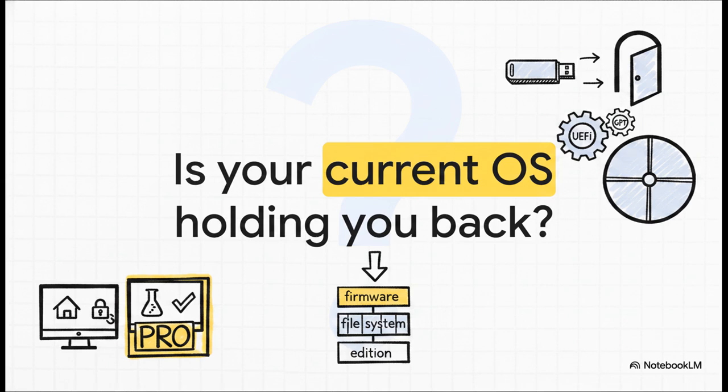You now know exactly how the architecture of Windows works, all the way from the bare metal right up to the desktop. So I highly encourage you, as soon as this explainer is over, open up your system settings and check for yourself. What firmware, what file system, and what specific edition are you really running?